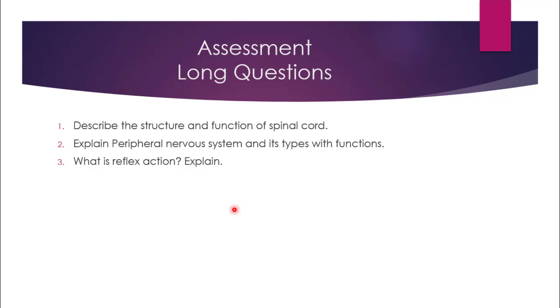Now let's discuss some long question answers related to this topic. Number 1. Describe the structure and function of spinal cord. In this question, you will write the complete structure of spinal cord along with its diagram, and you will also write the two main functions of spinal cord. Number 2. Explain the peripheral nervous system and its types with function. You will write the PNS definition and all its parts like somatic and autonomic nervous system and the further division of autonomic nervous system into sympathetic and parasympathetic nervous system. And you will also write their functions.